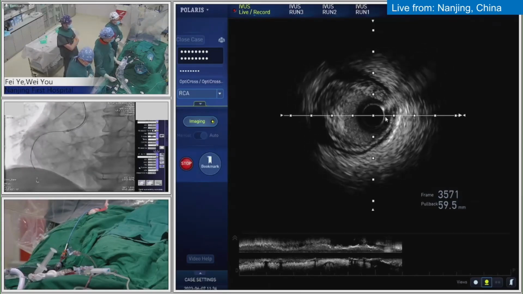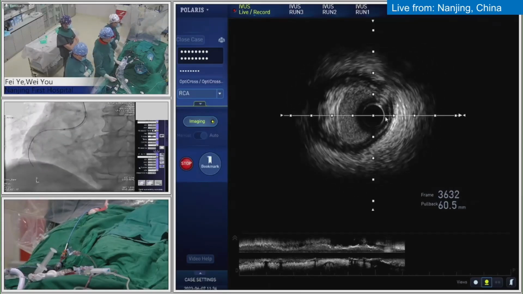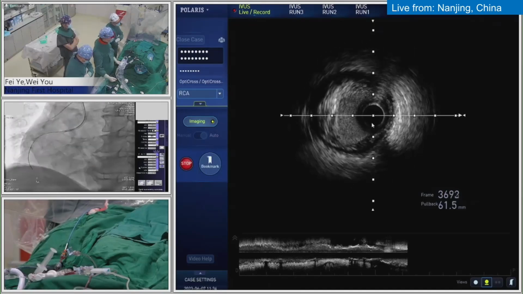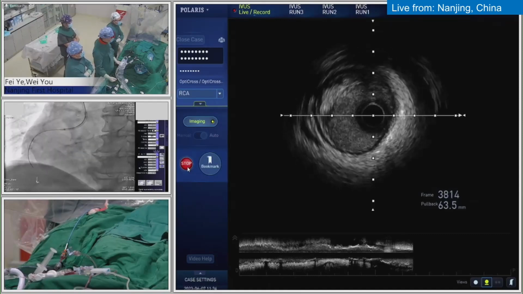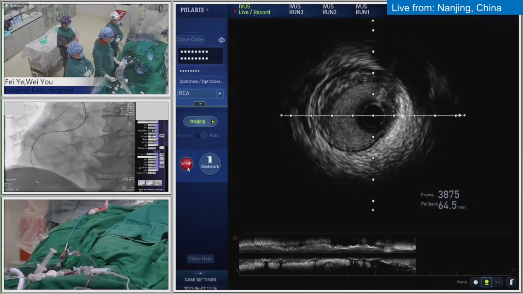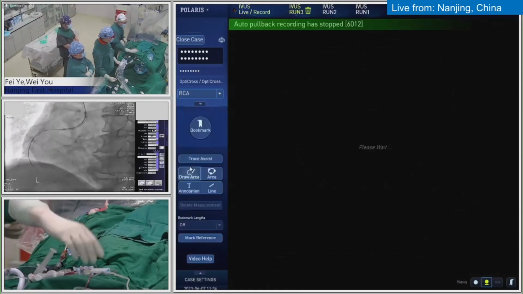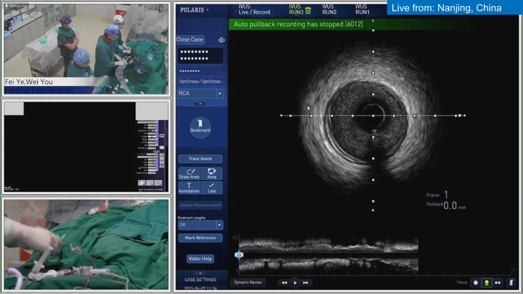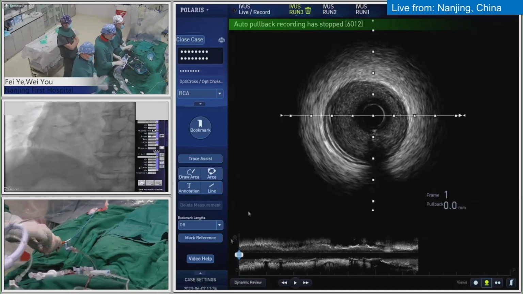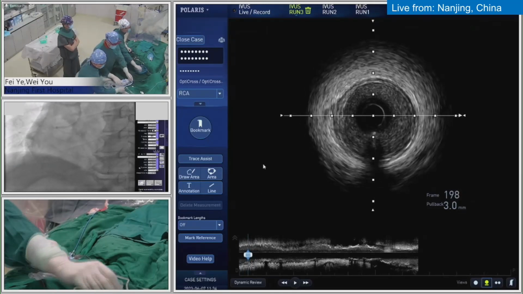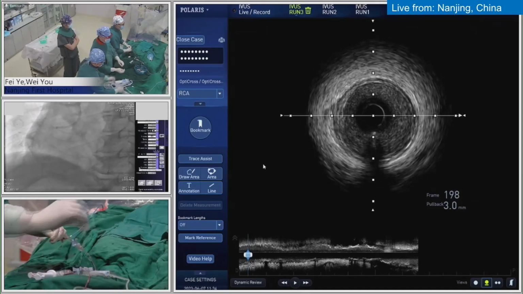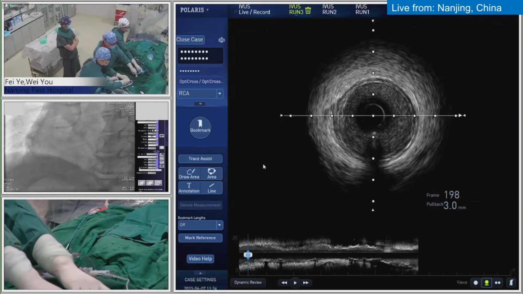So I think, after the pre-dilation, it's okay. Here we come to the proximal segment, right? So I will stop. Yeah, you can stop. Please measure for us. The length from the distal landing zone to the proximal landing zone is 60 millimeter.